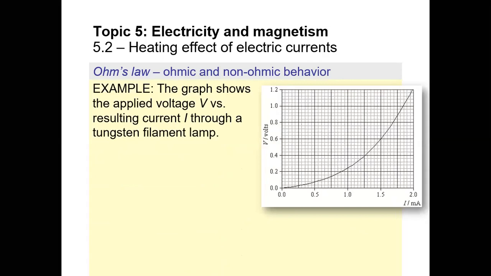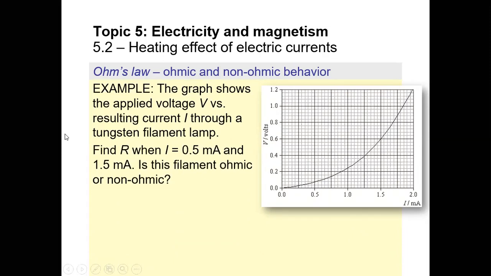See another example. The graph shows the applied voltage V versus the resulting current. See, this is the graph between I and V, and current passed through a tungsten filament lamp. So it passes through the lamp. So that's why, as I told you, when current passes through the lamp, it will heat up, so it is non-ohmic. This graph shows a curve. Find R when I is 0.5 milliampere. See now, I is 0.5 milliampere here. So you will just plot a line here, okay?